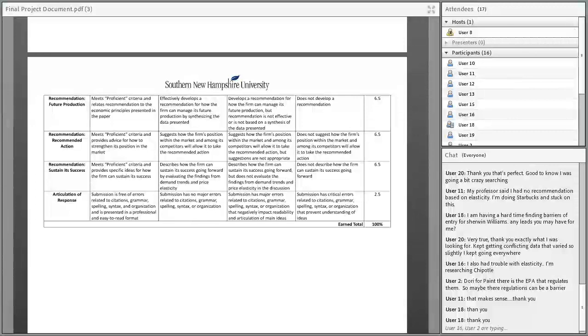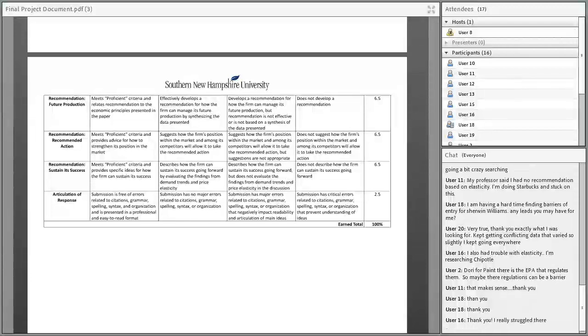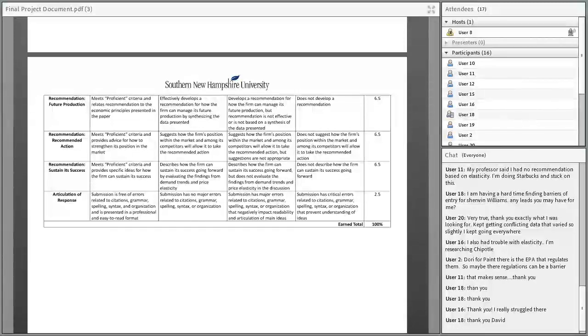And you need to use the data you found in the demand trends and supply trends to explain why you determine that type of price elasticity for Chipotle. David is saying, Dory, for paint, there is the EPA that regulates them, so maybe the regulation can be a barrier. Very good, David. Thank you very much.